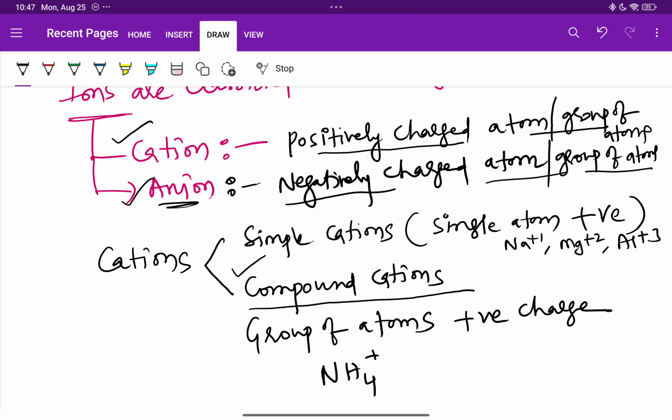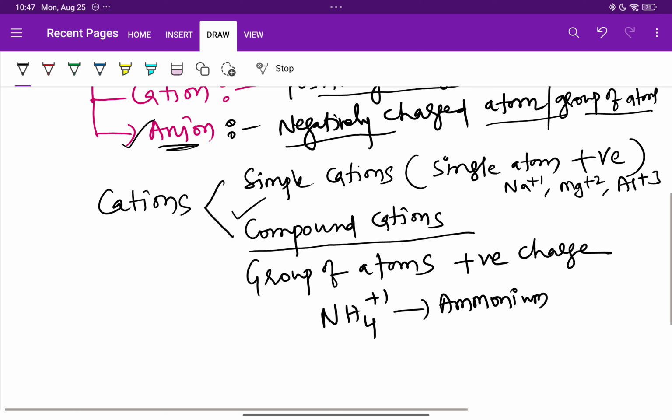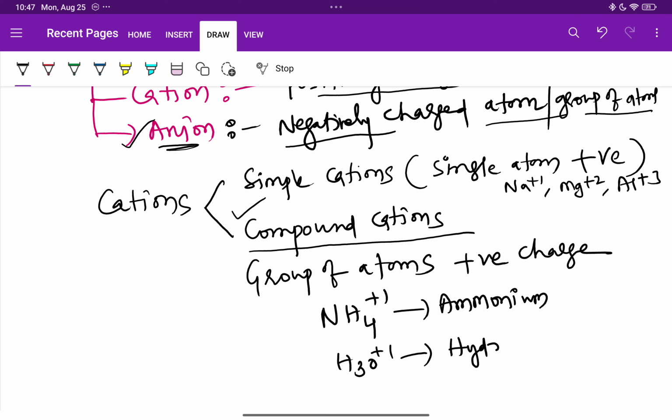What is the example? NH4+1, ammonium cation. Otherwise H3O+1, hydroxonium. So these two are the compound cations.